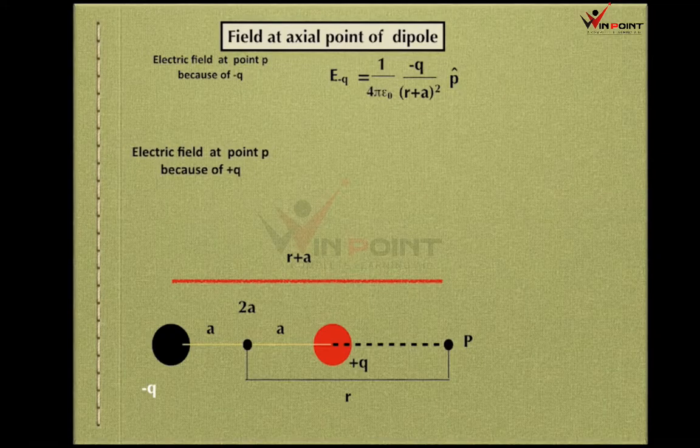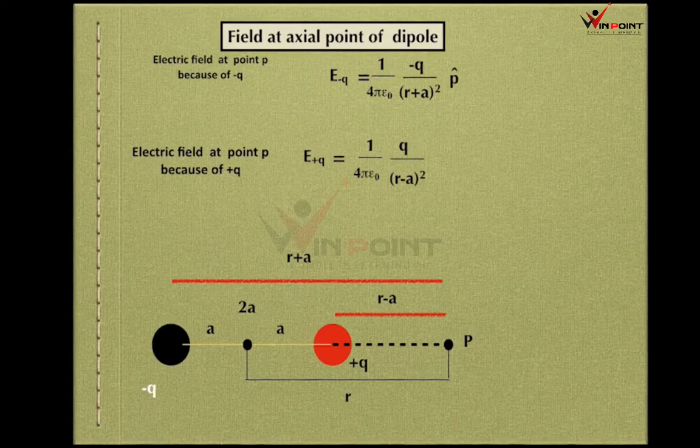Similarly, the electric field at point P because of plus q. E plus q equals, same equation, 1 by 4 pi epsilon 0 plus q upon, what is the distance here? We need to find the distance between P and charge q. We know the distance between P and the center of the dipole, but we don't want to take that entire distance. We need to reduce the distance. We need to subtract that a from this r. So the distance is r minus a. So it will be r minus a whole square, and p cap.